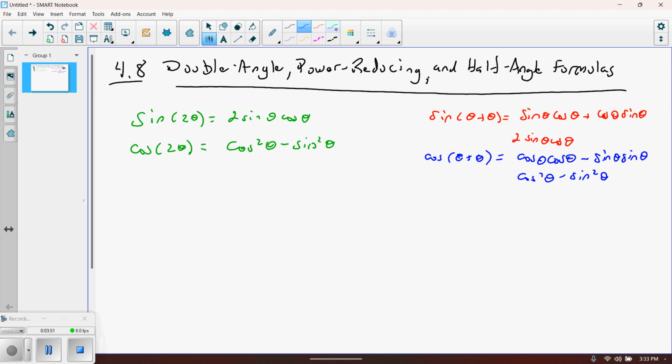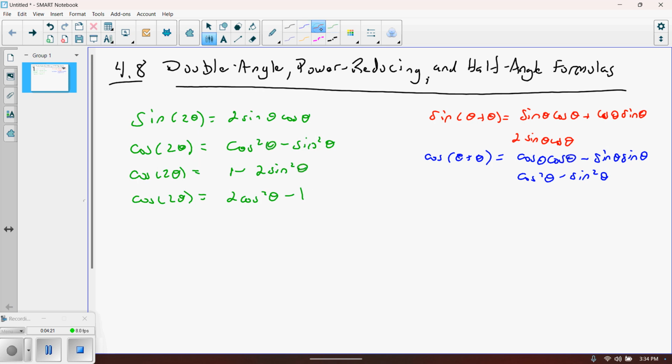The other 2 formulas for cosine, again, you don't necessarily have to memorize these, but they will be useful for the future, is that cosine of 2 theta is also equivalent to 1 minus 2 sine squared of theta, or cosine of 2 theta is equivalent to 2 cosine squared of theta minus 1. Now, where do we get those from?